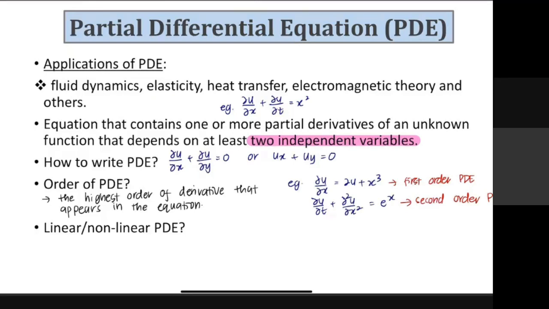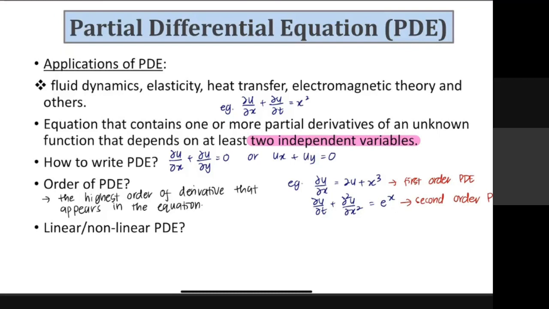Apa maksud dia ni? Maksudnya, this partial differential equation is represented in this field. For example, heat transfer. We can determine heat by using partial differential equation.